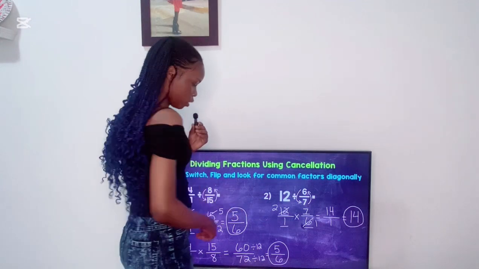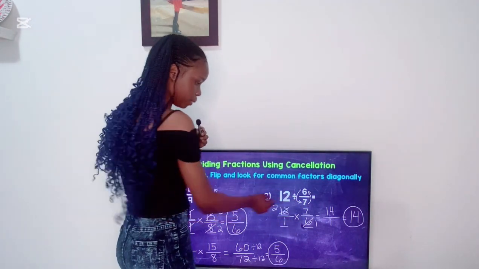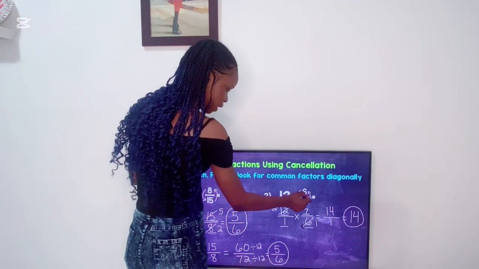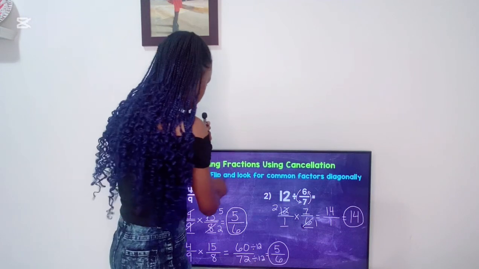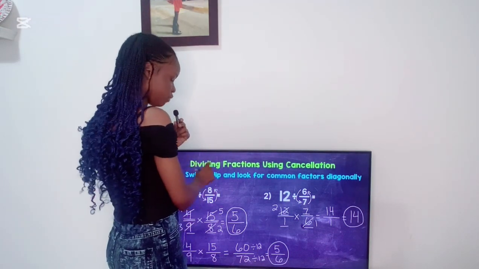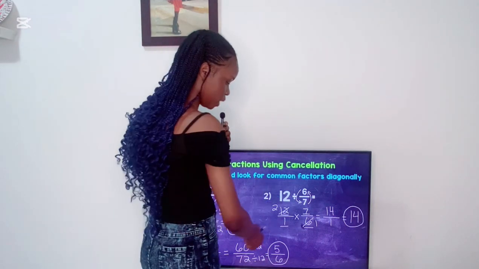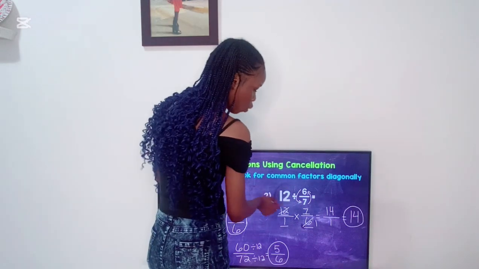So for number 2, our second and last example, it says 12, a whole number, divided by 6 over 7. So now remember, we have to take a look at our rule. Our first 3 rules, which is keep, switch, and flip. Okay, so what exactly are we keeping? 12 over 1, because remember, it's just a whole number.